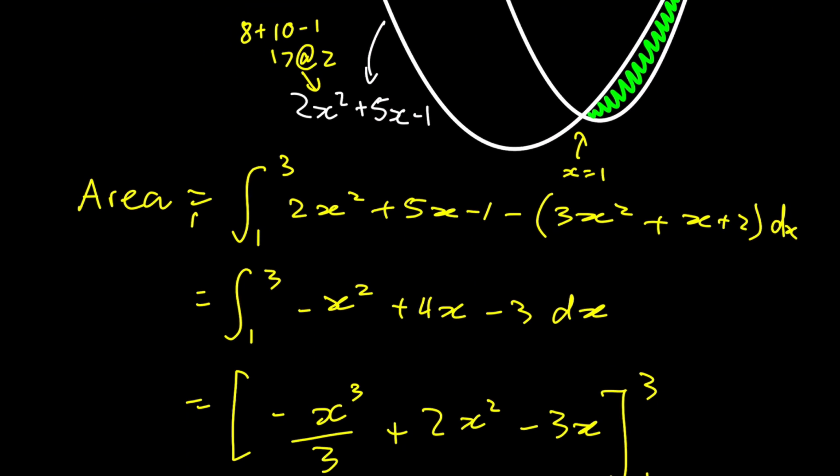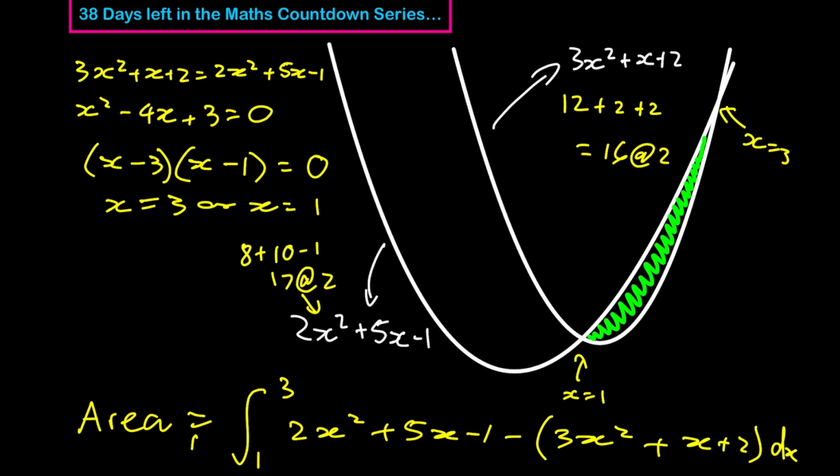This is the area that is bounded between these two parabolas that's represented by the green shaded region.